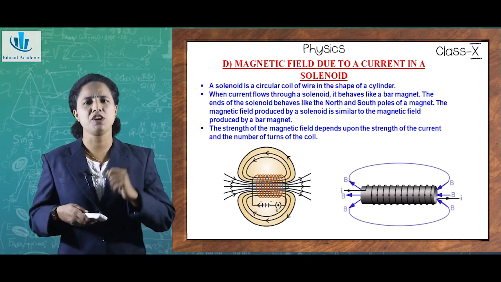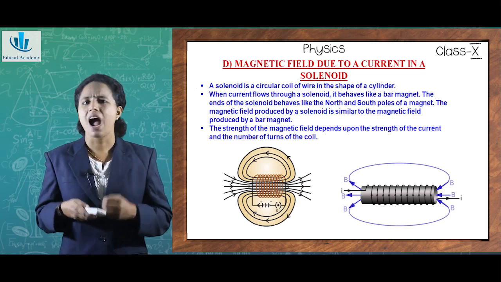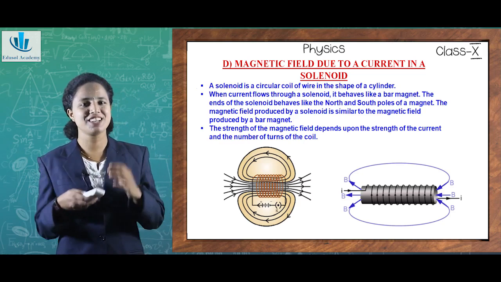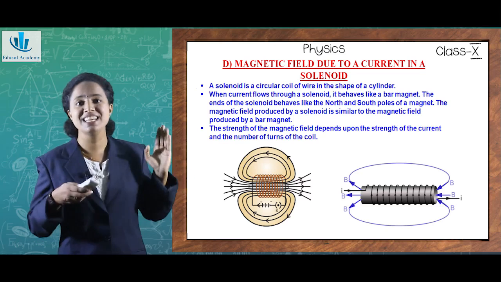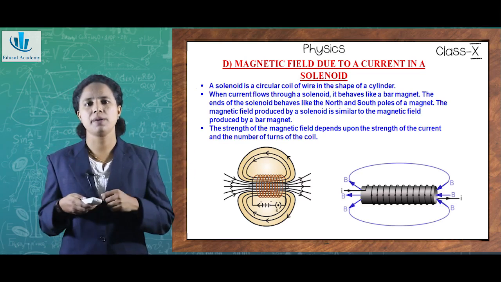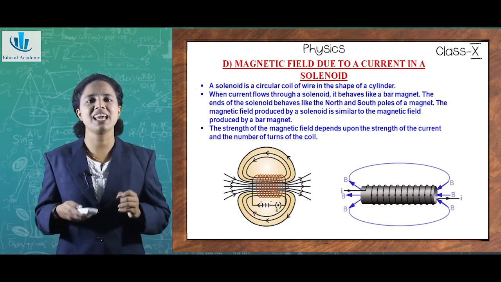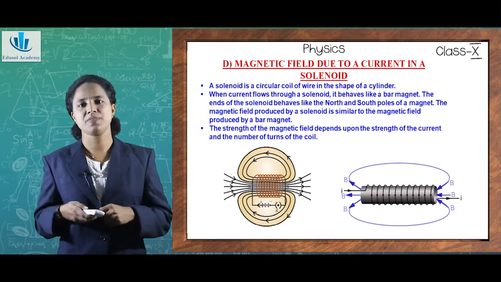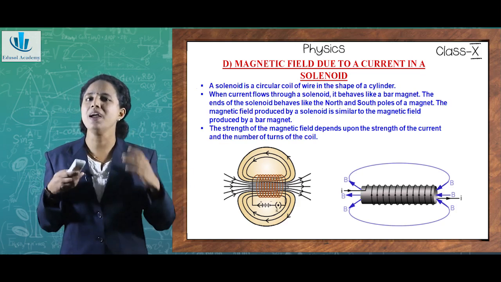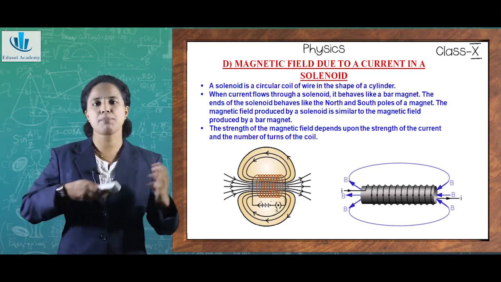And what do you mean by a solenoid? It is of course a circular coil of wire. And what is its shape? It is clear that it is in the form of a cylinder. So when the current flows through a solenoid, how does it behave? It behaves pretty much like a bar magnet. It shows properties of a magnet. So the ends of the solenoid will behave just like a magnet.